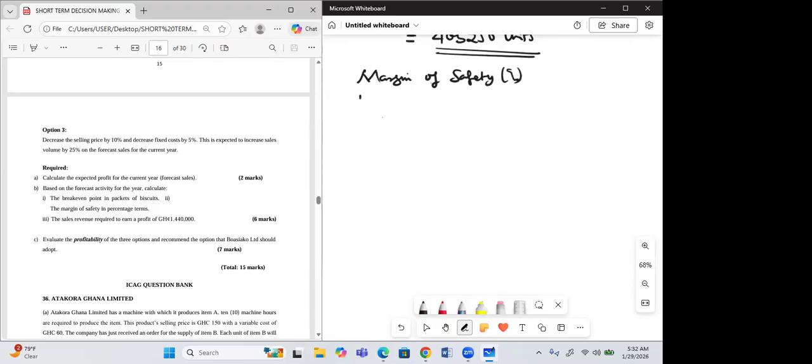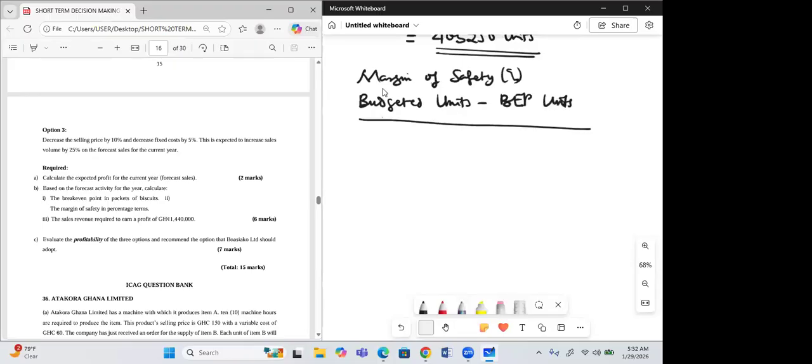So in percentage, that was the budgeted units minus the break-even point, in units. Yes, sir, but the budgeted. So is it in units or percentage? If it is in percentage, then you need to convert it to 100. Everything in percentage means 18 over the original times 100.